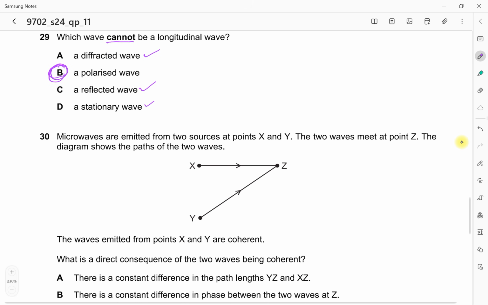Microwaves are emitted from two sources at points X and Y. The two waves meet at point Z. The diagram shows the paths of the two waves.